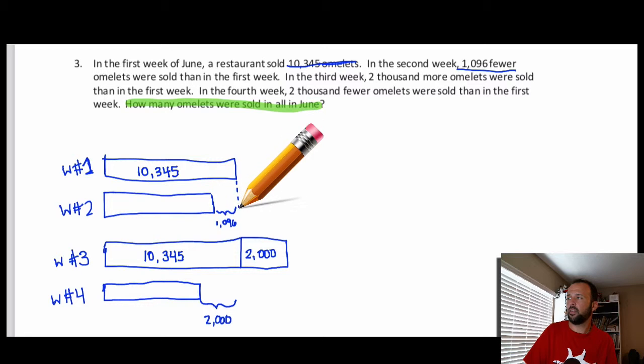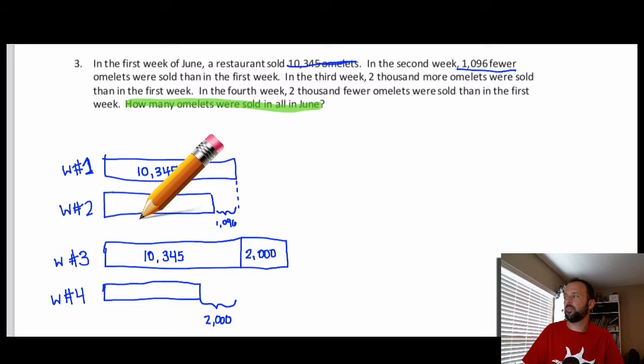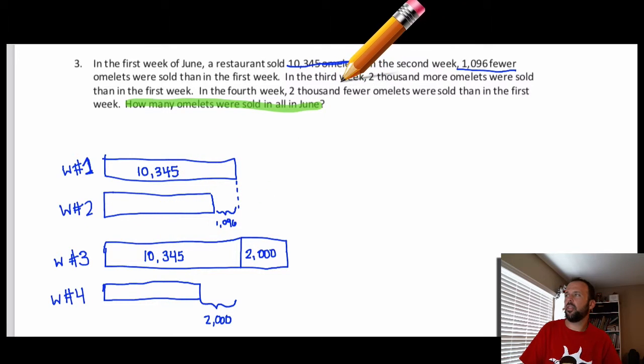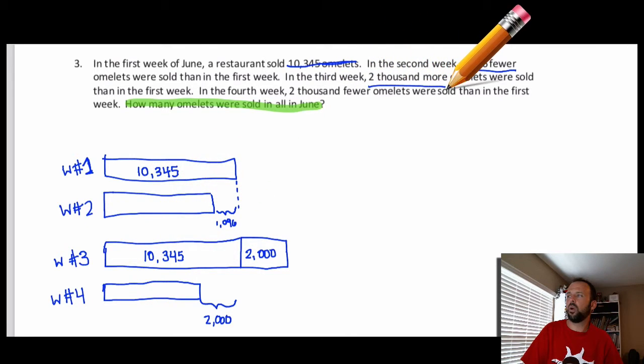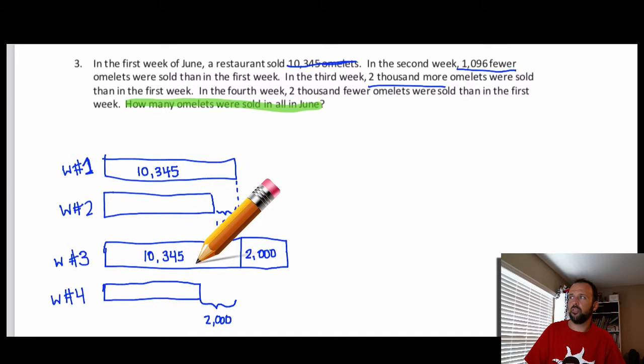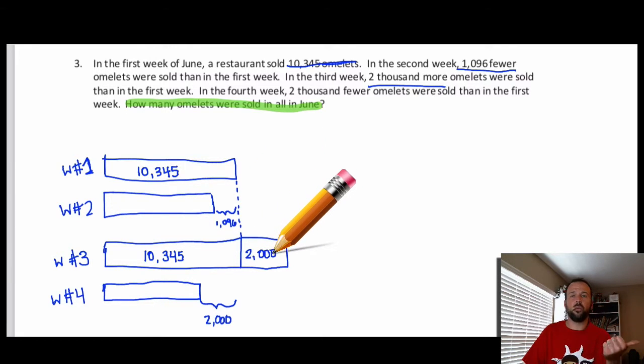So if we were to line this up here, we know it's 1,096 fewer than what they sold the first week. Moving on to week 3, it says in the third week they sold 2,000 more omelets. So what I did was I drew my rectangle for the first week, which was 10,345, because that's what they sold in the first week, and then I added on this piece of 2,000 because they sold 2,000 more according to our problem. So again, if we're lining this up, we can see that 2,000 more, that's going out above what we had on the first week.